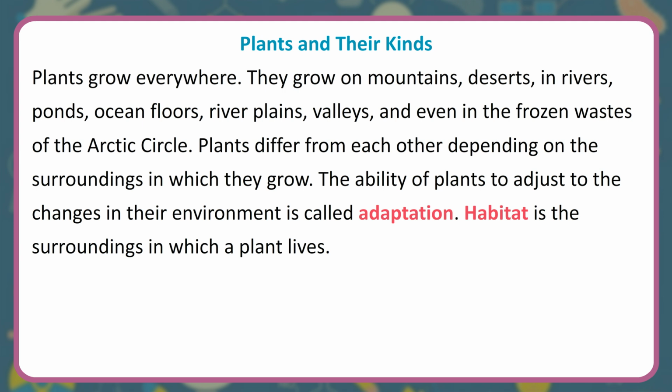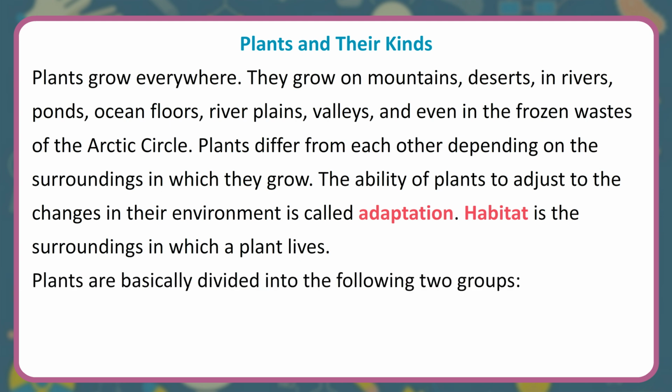They grow on mountains, deserts, in rivers, ponds, ocean floors, river plains, valleys, and even in the frozen wastes of the Arctic Circle. Plants differ from each other depending on the surroundings in which they grow. The ability of plants to adjust to the changes in their environment is called adaptation. Habitat is the surroundings in which a plant lives.